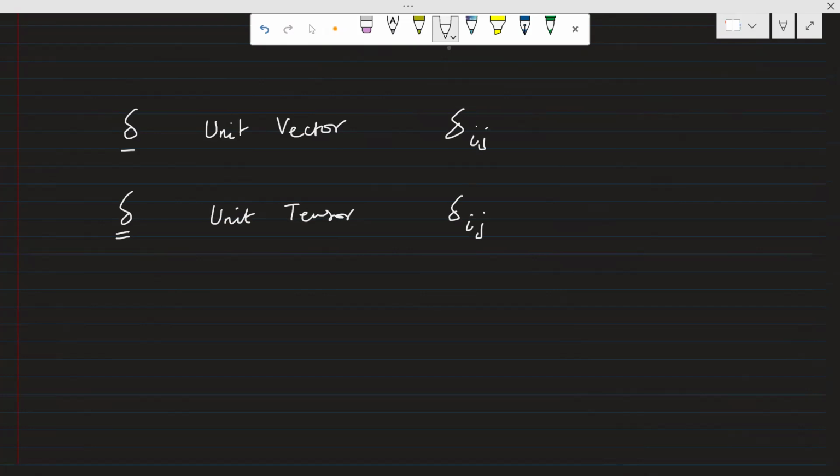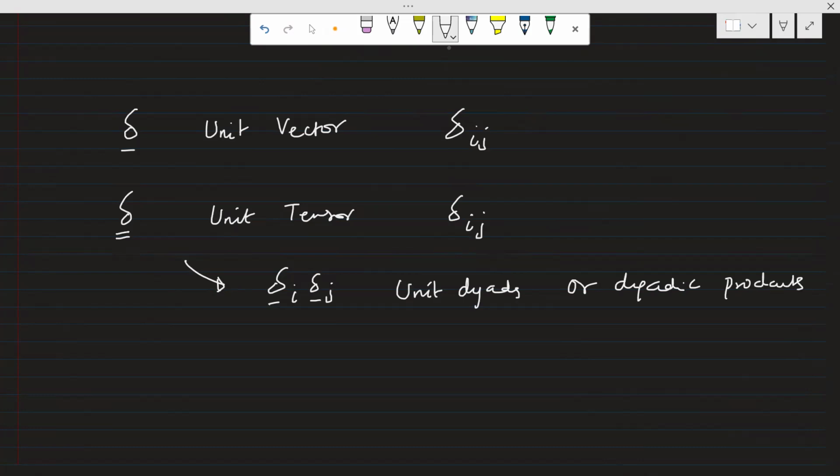See, generally when you are using tensors, we represent the dyadic product like this. These are the vectors again. So they are the dyadic products, or you can say unit dyads. Individually, they are unit vectors, and combined together without any multiplication sign, they are called unit dyads or dyadic products. Right.